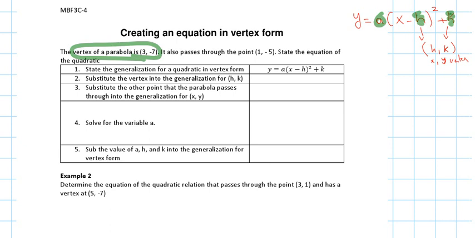So first thing you're going to do, you're going to write the vertex form as is: y equals a(x minus h) squared plus k. Then you are going to substitute the vertex into the h and k in the general formula. So I'm going to replace h with what? So it's going to be (x minus 3) squared minus 7. Do you guys understand that? So I replaced the h with the 3, and I replaced k with negative 7.